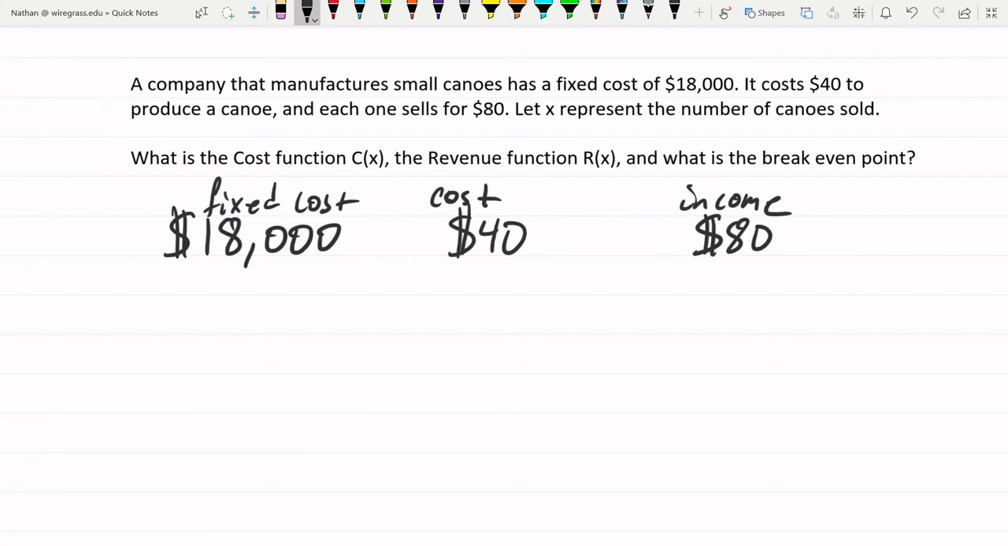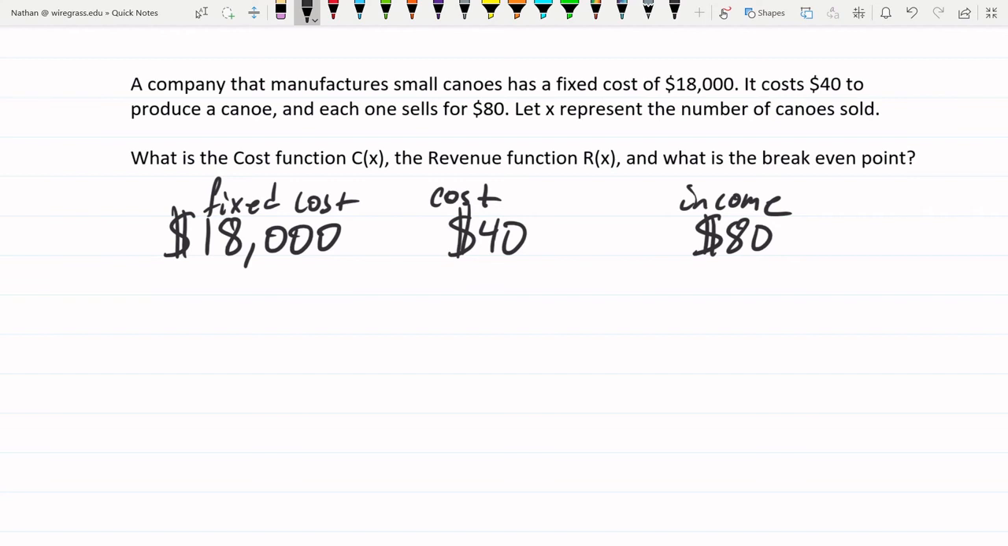The cost function is just going to be some combination of the numbers, definitely 18,000 and 40, because both of those are cost. Some combination, some expression of these numbers that gives us the total cost to produce X number of canoes. Well, if there's a fixed cost, that means it's a one-time thing. Think of it like the starting point, or in this case, think of it like a y-intercept. That's always kind of the starting point there.